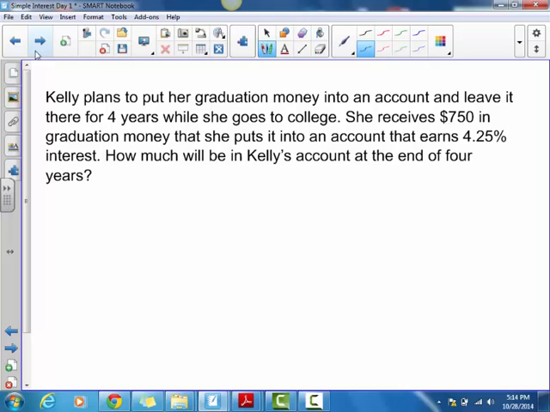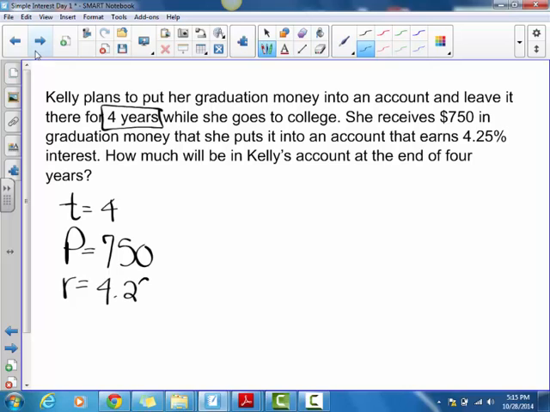All right, Kelly plans to put her graduation money into an account and leave it there for 4 years. So my time, T, equals 4, while she goes to college. She receives $750 in graduation money that she will put into an account. So she's going to deposit, P, $750. Her account earns 4.25%. Change my percent to a decimal, 0.0425.